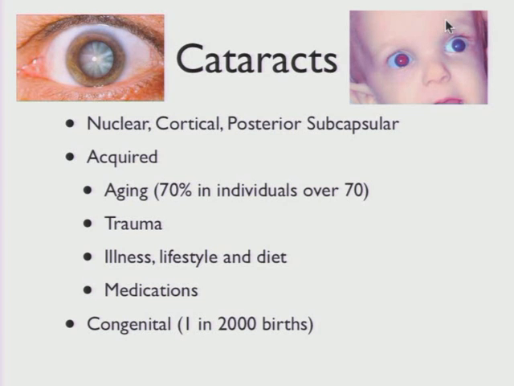They can be acquired. The most common reason for acquiring cataracts is simply aging. In fact, cataracts are found in over 70% of individuals over 70 years of age. So in some sense, it's just a normal part of life. Other reasons for developing cataracts are trauma, certain illnesses such as diabetes, lifestyle choices or habits such as smoking, and perhaps poor diet can also hasten the development of cataracts at a younger age. Medications can also cause cataracts. Most importantly, chronic steroid use can lead to cataracts. Cataracts can also be congenital and are found in 1 in 2,000 births.